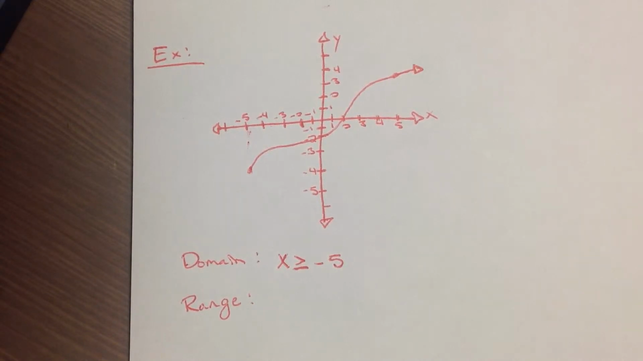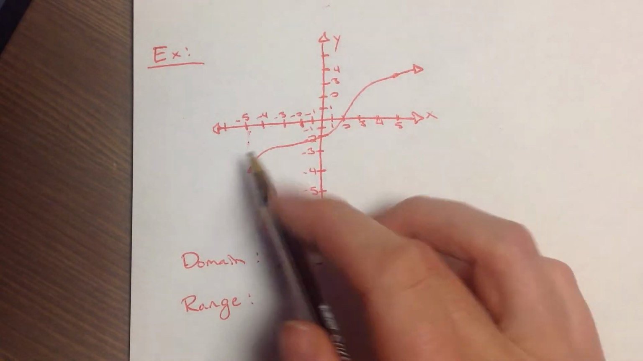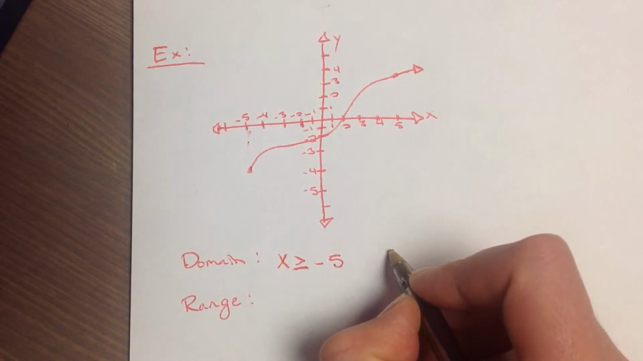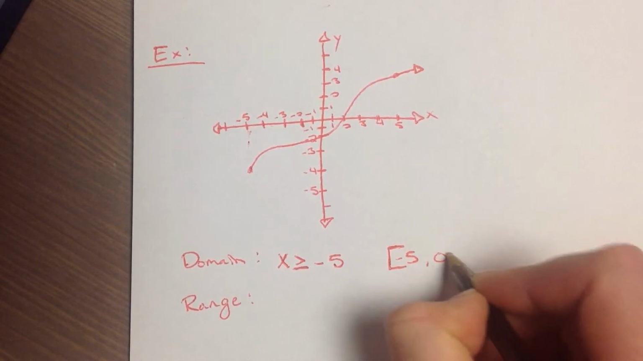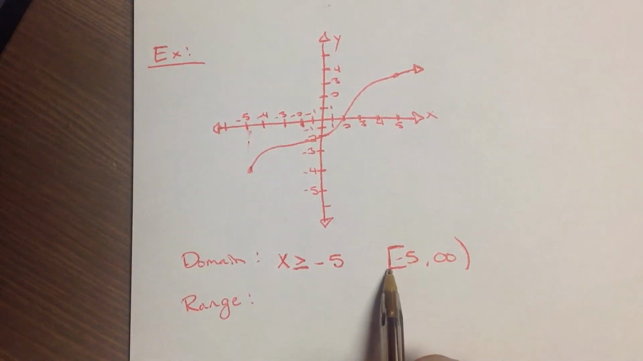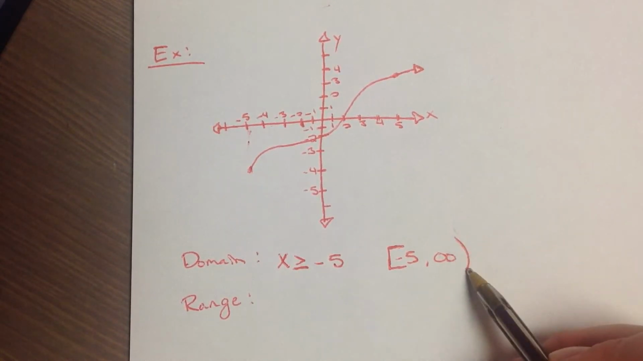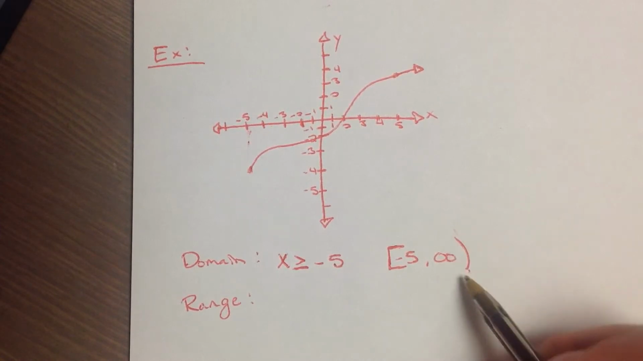Another way of doing this is with what's called function notation or set notation. So if we want to write it as a set, we would say this graph has a domain that is between -5 to infinity. A hard bracket means equal to. So a hard bracket is the same as a symbol like this. This is what's called a soft bracket. A soft bracket is used when we want greater than or less than, but not equal to. Since we can't ever really equal infinity, we have a soft bracket.